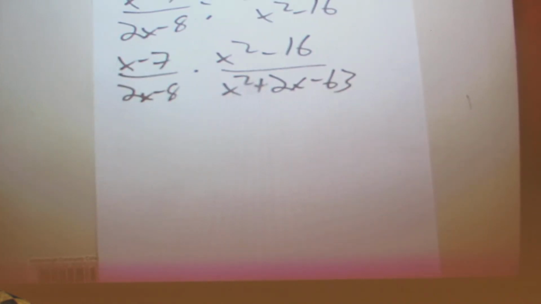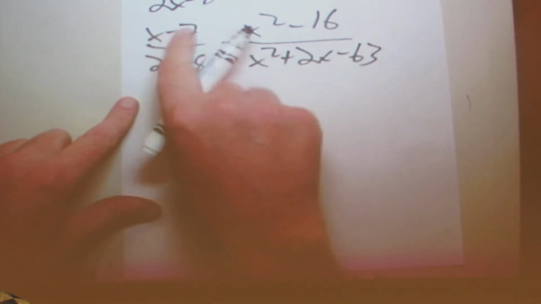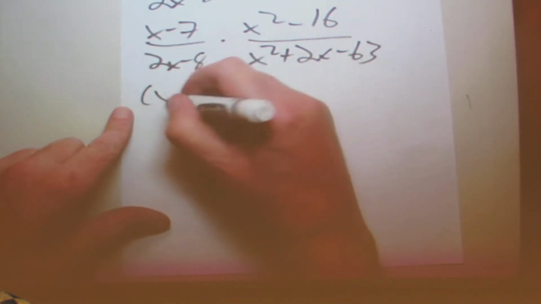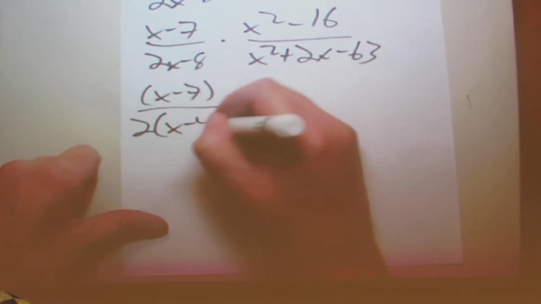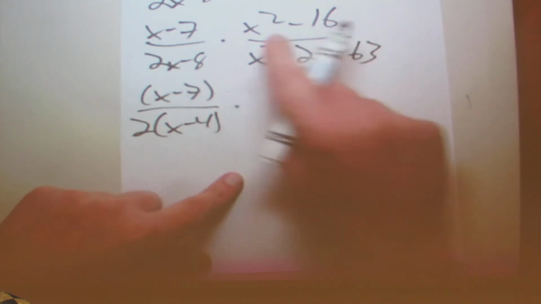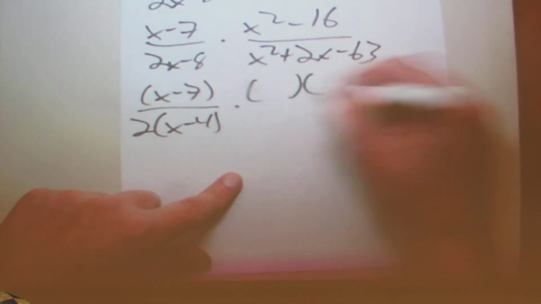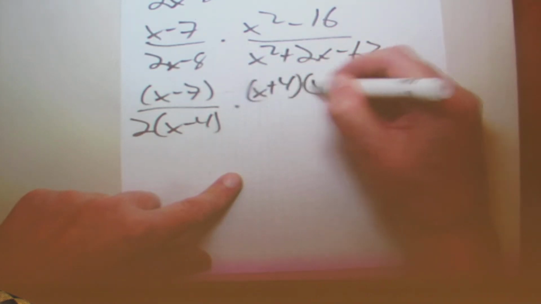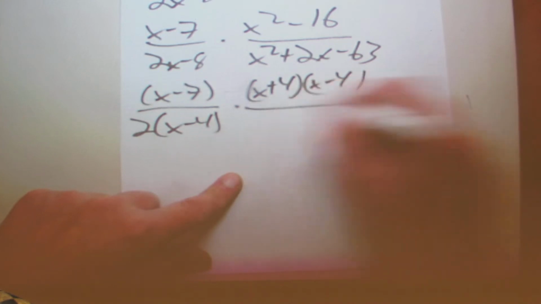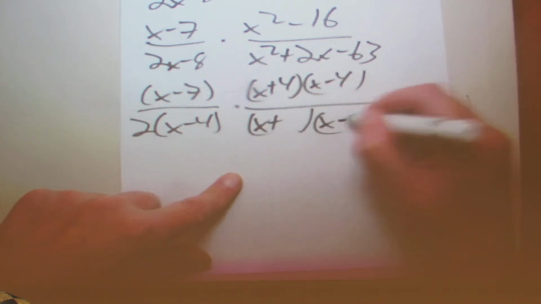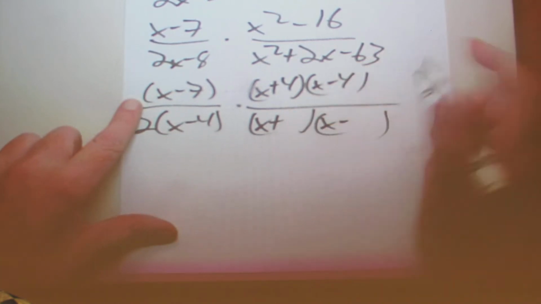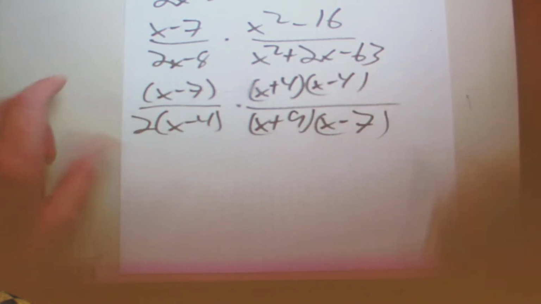Now we need to factor everything we can. This is already factored, but I'm going to put it in parentheses. Here we can factor out a 2, so it's going to be 2 times x minus 4 times, we have a difference of 2 squares, so it's going to be x plus 4, x minus 4. On this one, we have an x plus and x minus. It's going to be 9 and 7.